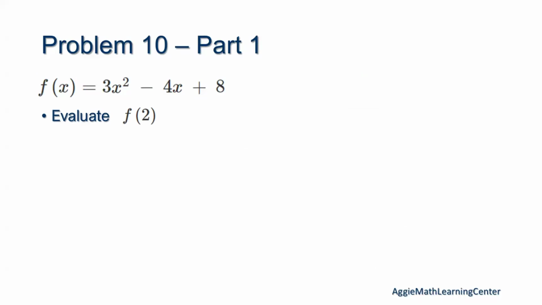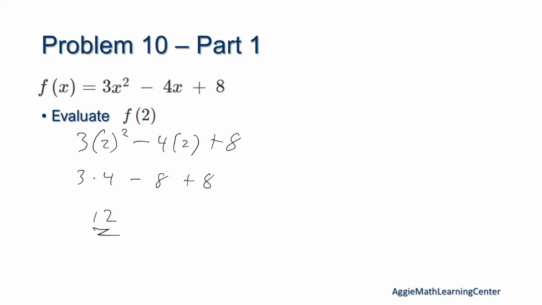Problem 10, part 1. So this is evaluating functions at a specific point. So you have evaluate f of 2. That means that x is equal to 2. So you plug in 2 for every x you see. 3 times 2 squared minus 4 times 2 plus 8. 2 squared is 4, so you have 3 times 4 minus 4 times 2, which is 8, plus 8. And then that is a 12. -8 plus 8 is 0. So you get 12 as the answer. That's what you see down there. Questions on that?